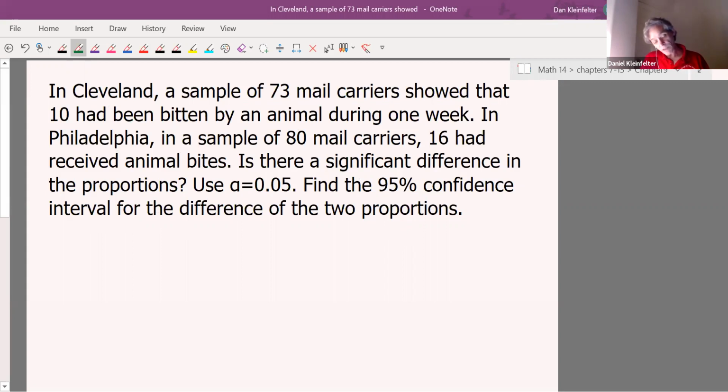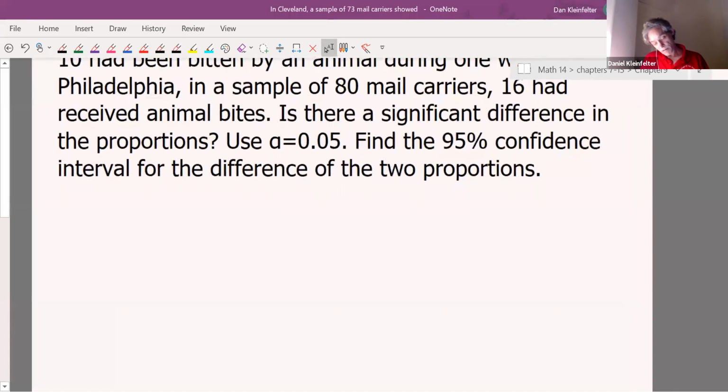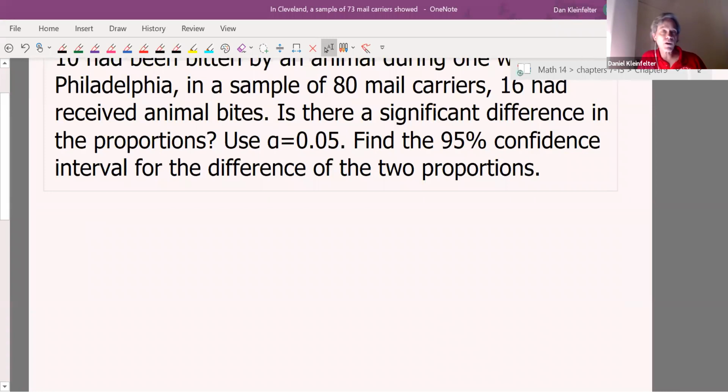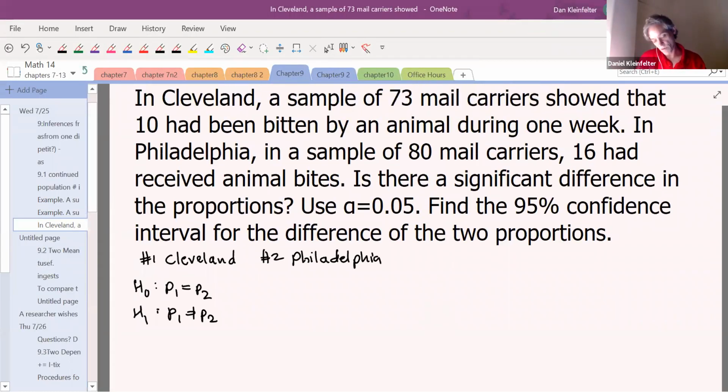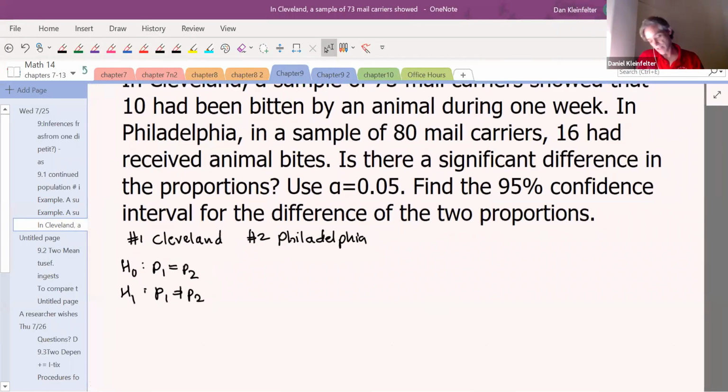So let's go ahead and do that. We're going to do both the hypothesis test and the confidence interval. So let's actually do the confidence interval first. So I want to change part of the problem 1 second. All right, so I was originally going to change the problem, but I decided to go with it as is.